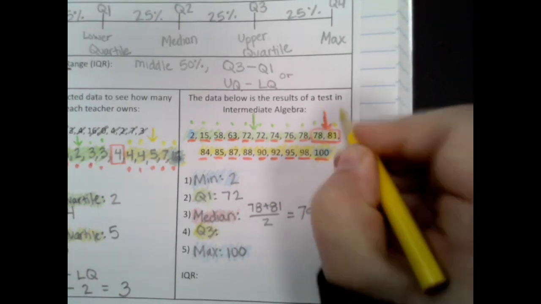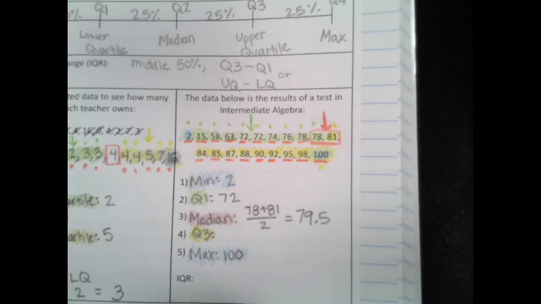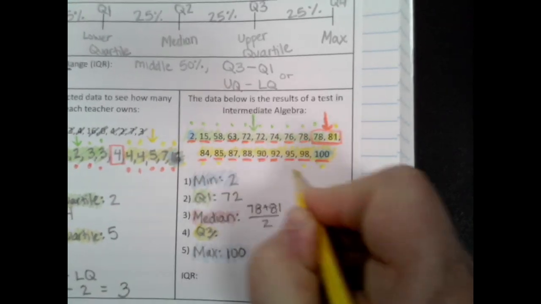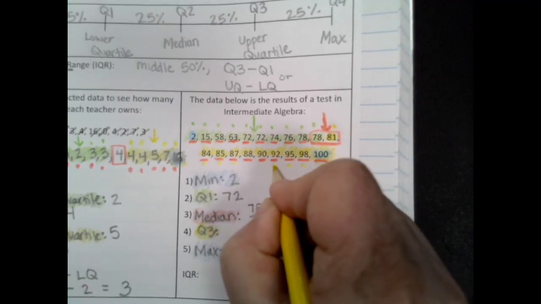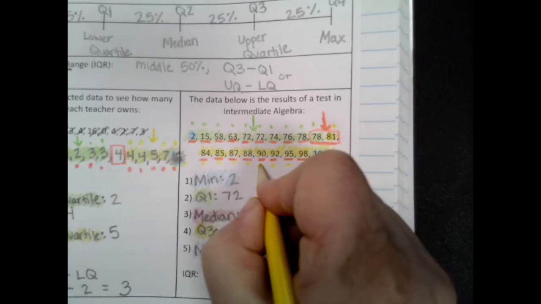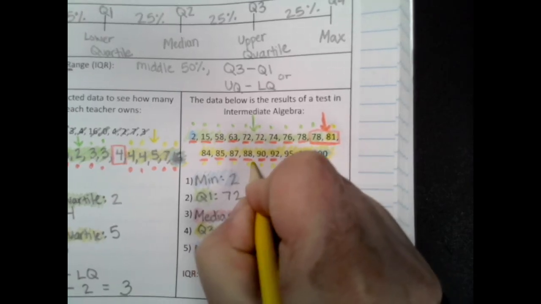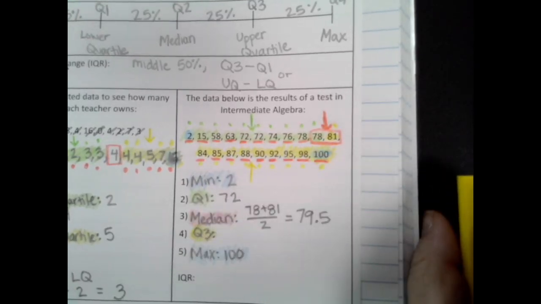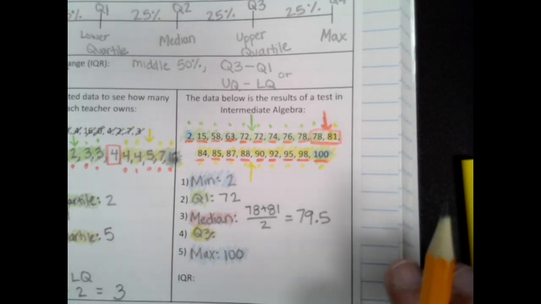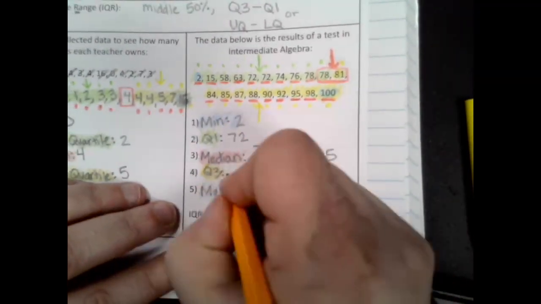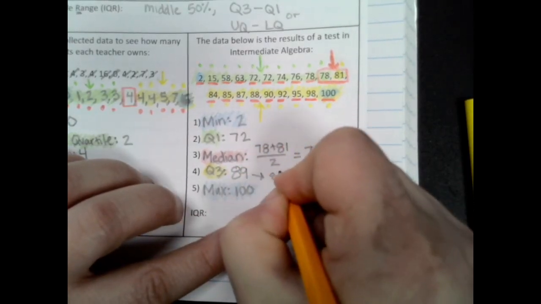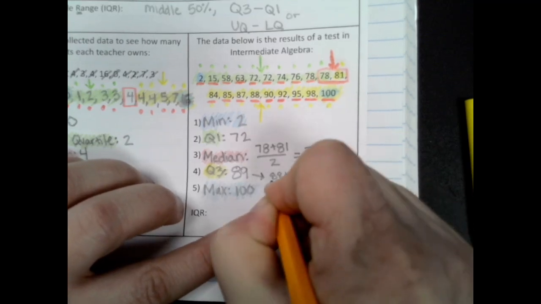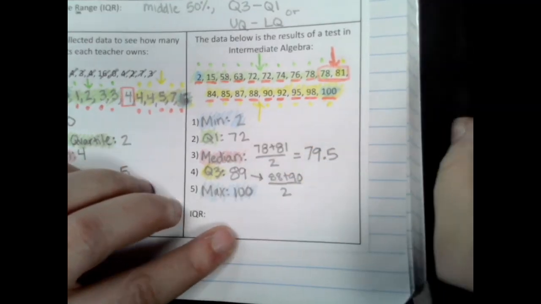So 81 goes with 100. 84 goes with 98. 85 goes with 95. 87 goes with 92. So in the middle, I have 88 and 90. We're really just trying to find what's the middle number, and that one we can maybe visualize what number comes right between 88 and 90. 89. If you didn't know, you could do 88 plus 90 divided by 2. And that would give us the same answer, 89.